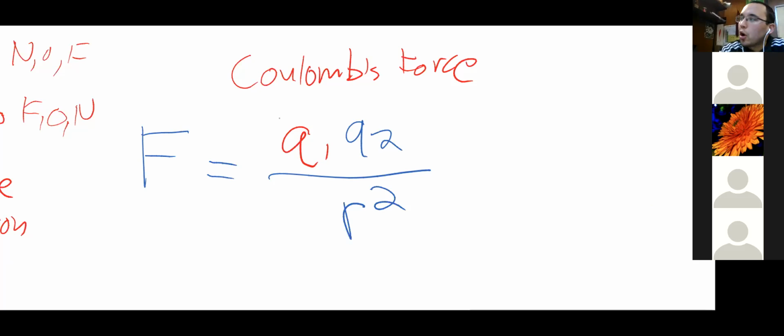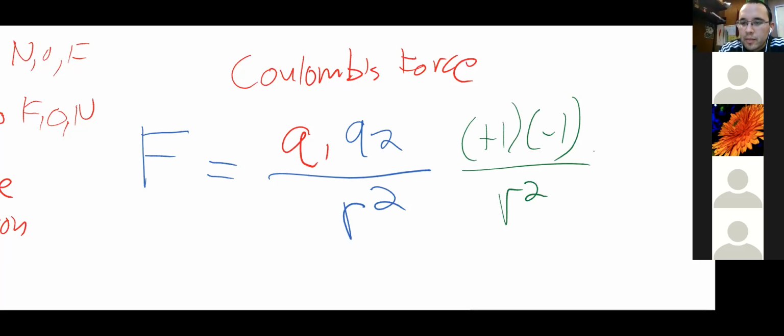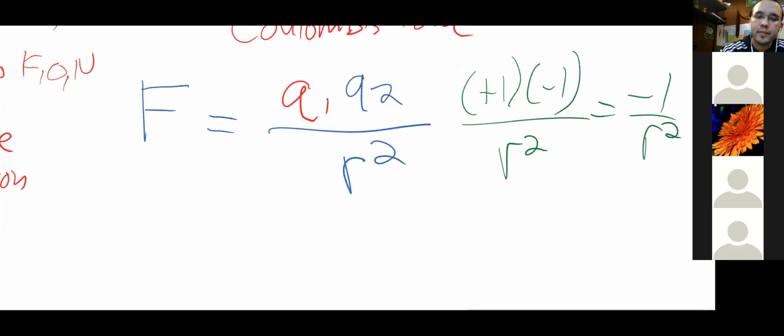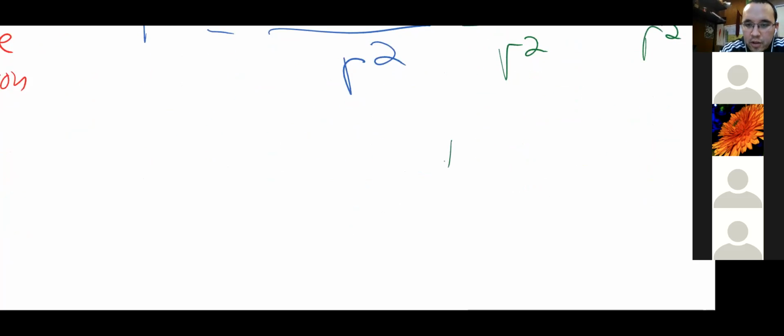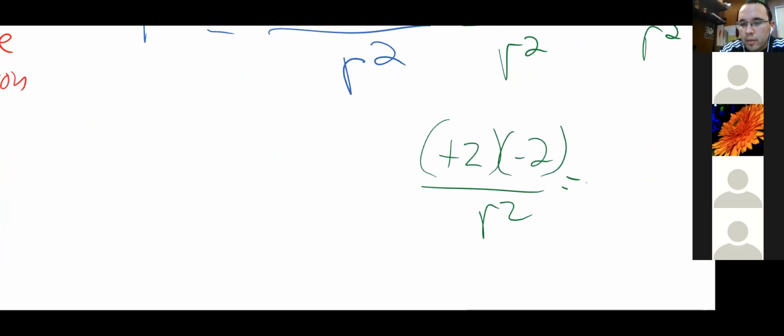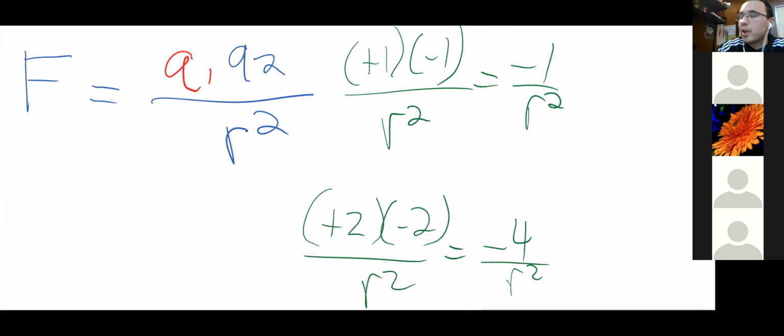So the larger the charges are, let's say that this is a +1 and a -1, then this becomes -1 over r squared. And so that force attracts them together because it's negative. If we were to increase that to a +2 and a -2, we would now be -4 over r squared. And so that's an even bigger force. So the bigger your charges are, the more attractive the force is or the more repulsive the force is.